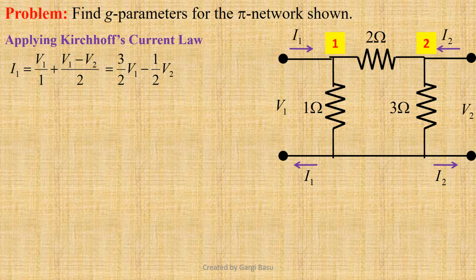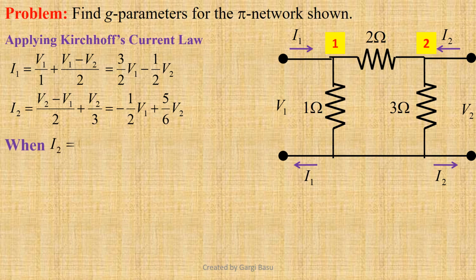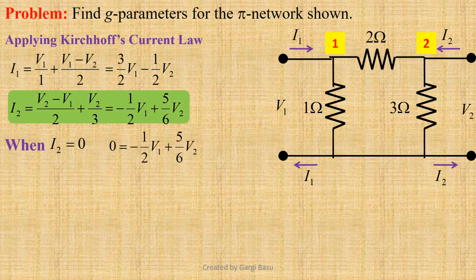Now let us apply Kirchhoff's current law to node 2. Therefore we get I2 equals (V2 minus V1) by 2 plus V2 by 3. That reduces to minus half V1 plus 5 by 6 V2. Now let us open circuit the output port, that is I2 equals 0. So from the second equation we get 0 equals minus half V1 plus 5 by 6 V2. Therefore G21 equals V2 by V1 equals 3 by 5.